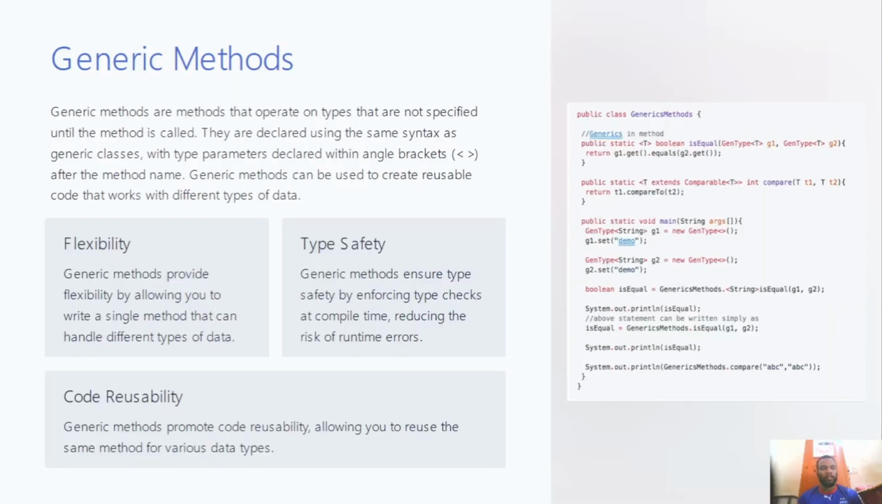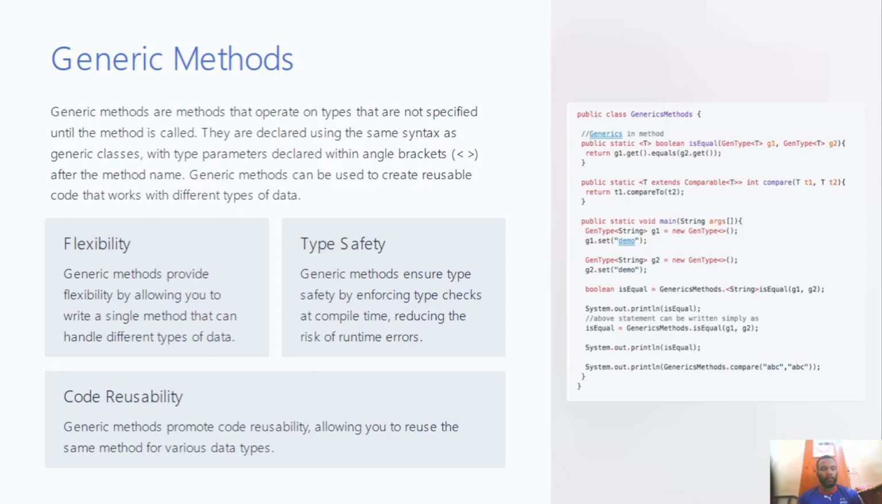Generic methods. Generic methods are methods that operate on types that are not specified until the method is called. They are declared using the same syntax as generic classes, with type parameters declared within angle brackets before the return type of the method. Generic methods can be used to create reusable code that works with different types of data.